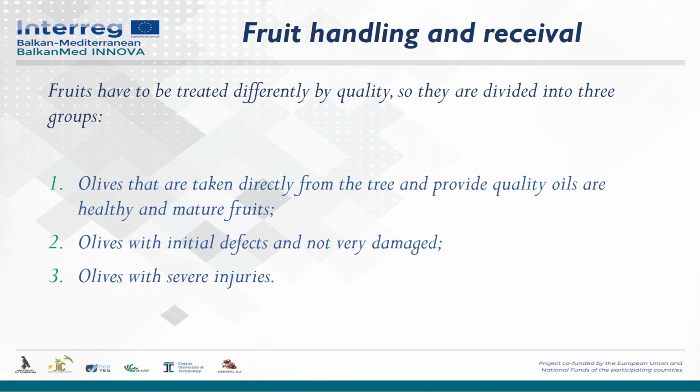Because of many factors, fruits have different quality, and because of this they have to be treated differently. In this aspect, when we talk about the quality of fruits, we divide them into three categories or groups. The first one is olives that are taken directly from the trees and provide oils of high quality, and these olives are healthy and mature fruits. In the second group are olives with initial defects and not very damaged. And the third group are olives with severe injuries.